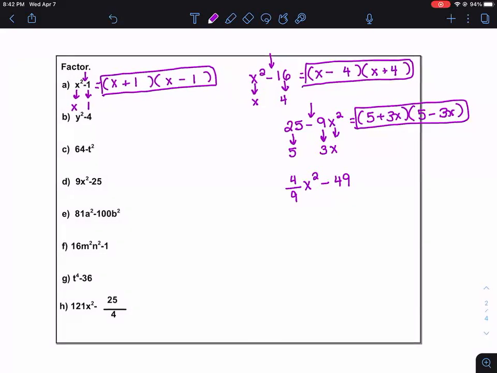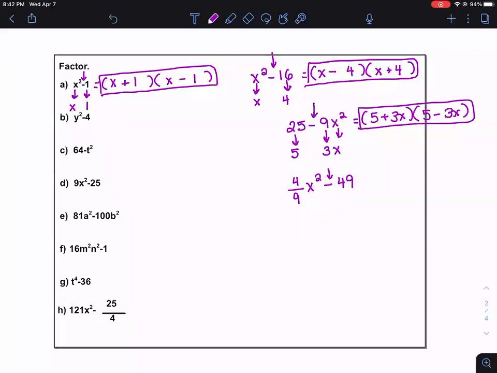So there's a minus in between. So that's the first thing I need. 4/9 is a perfect square. 4 on the top becomes 2. 9 on the bottom becomes 3. x squared is a perfect square. And 49 is a perfect square. So we'll factor into the same binomial. One is plus, one is minus in between.